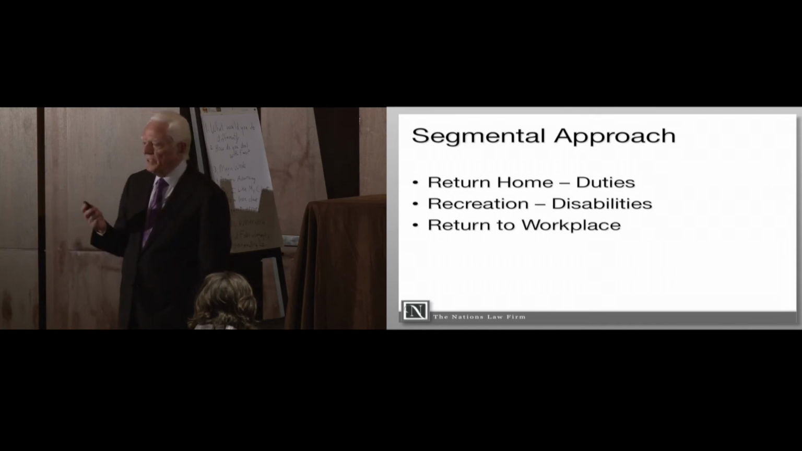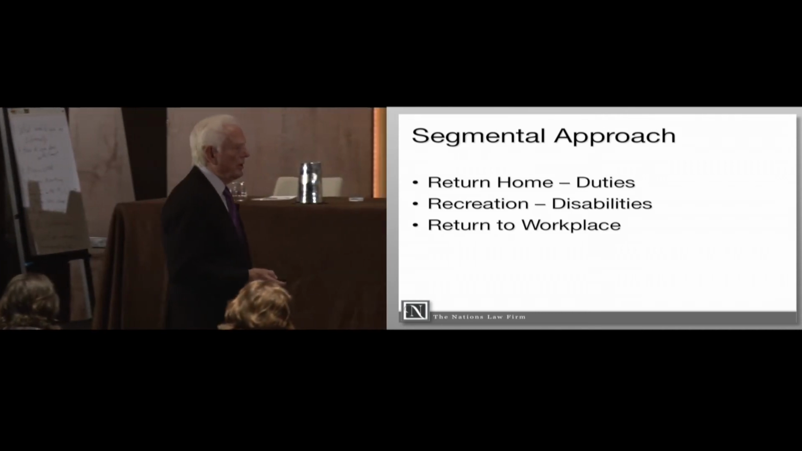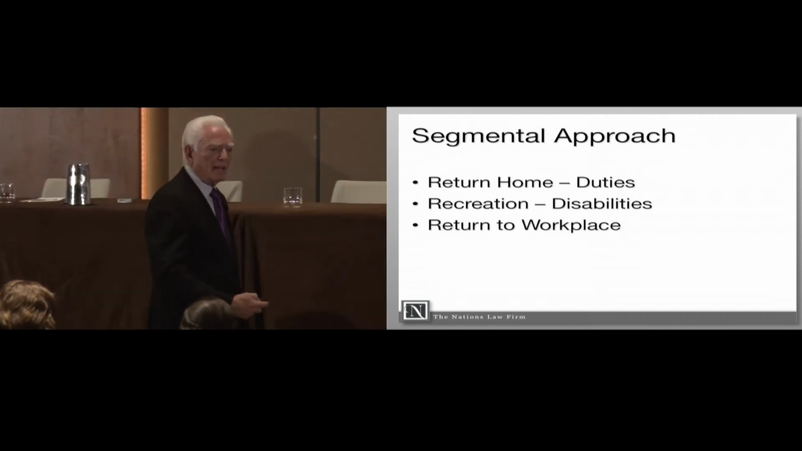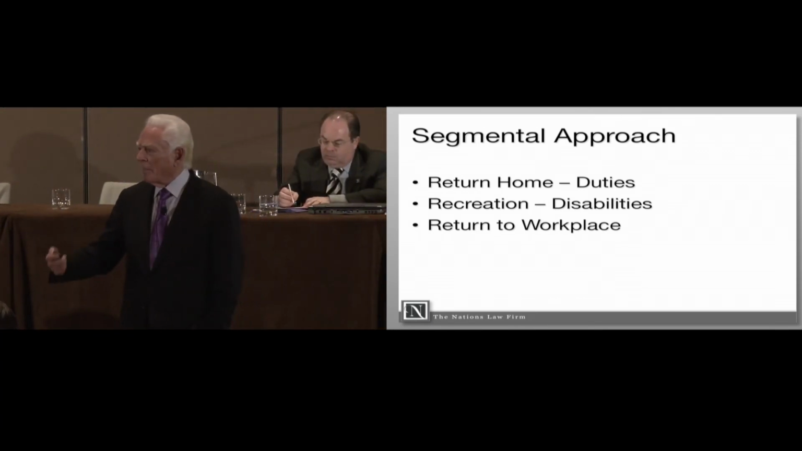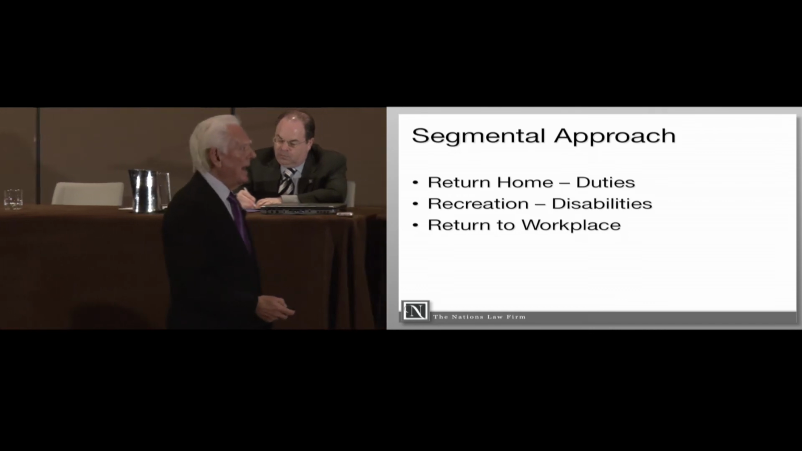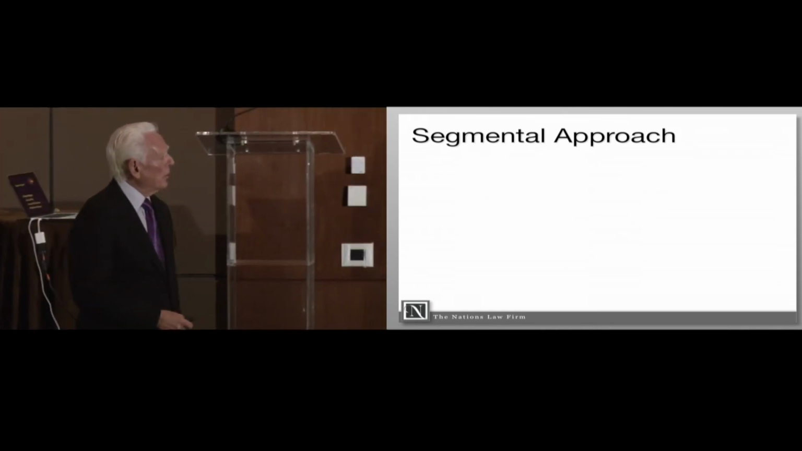Return to the workplace. Then you go back and talk about damage to wage earning capacity. You talk to the employer, talk to the co-workers. What were the things that this person used to do that they can no longer do now because of this injury? And you get help on that from the co-workers.